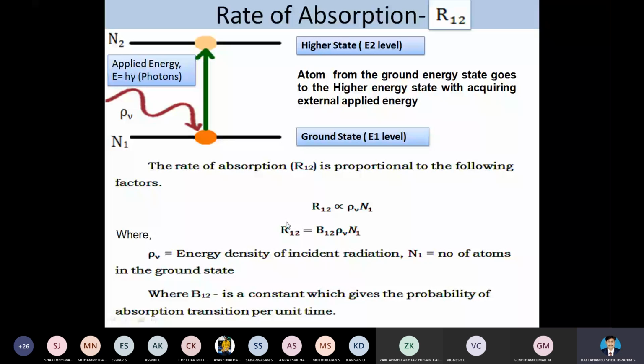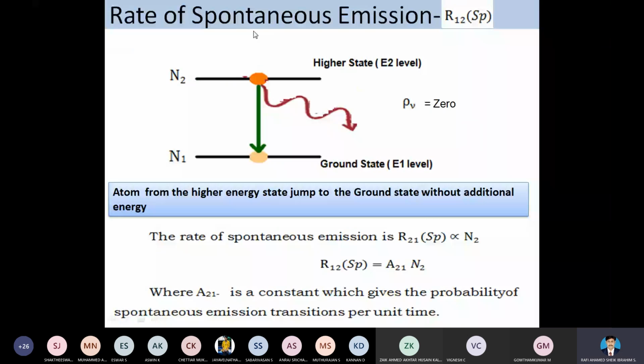If you are dealing with the ground state, you have to write the parameter as 12. If you are dealing with the higher state, there you have to mention the numbers as 21. That we are going to see in the next part. The first one is the rate of absorption. The second one is the rate of spontaneous emission.